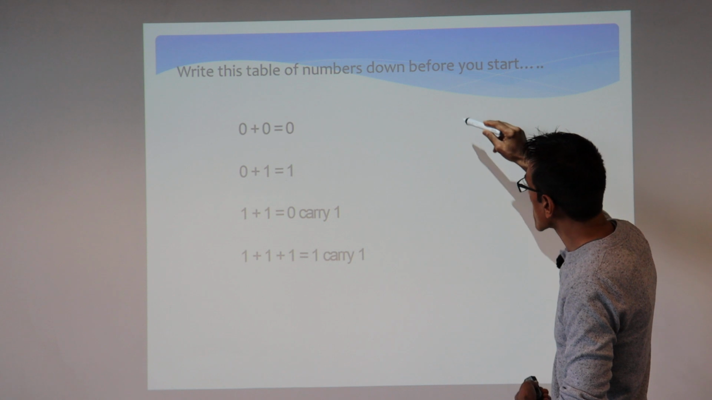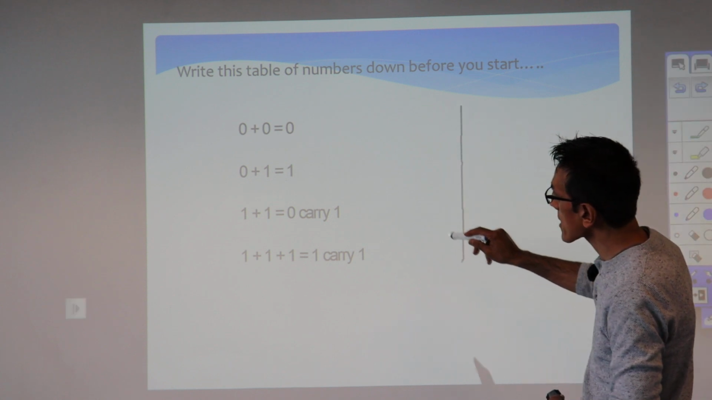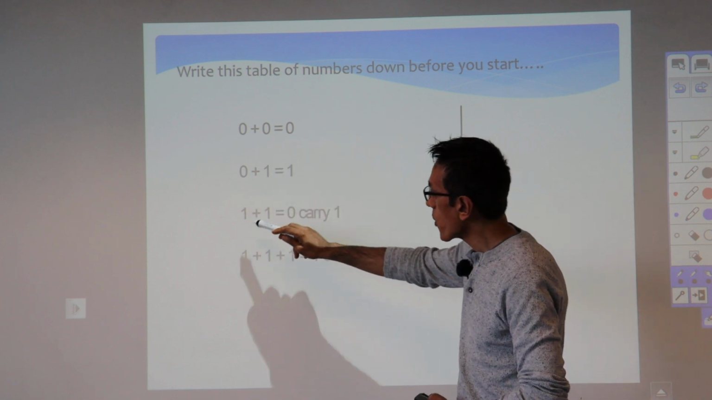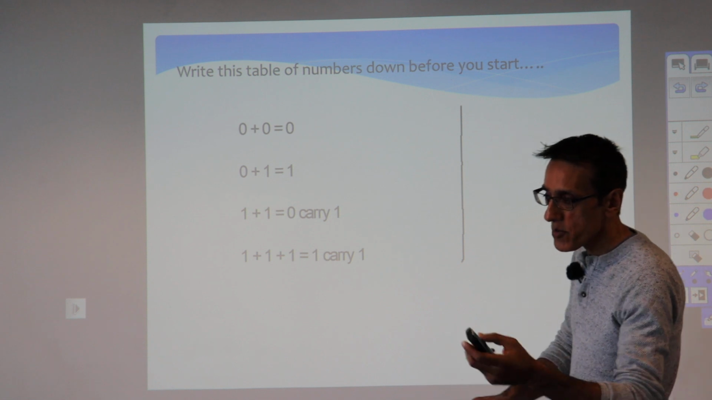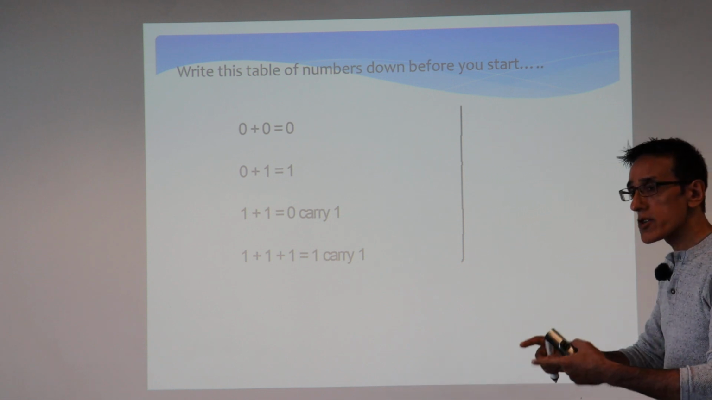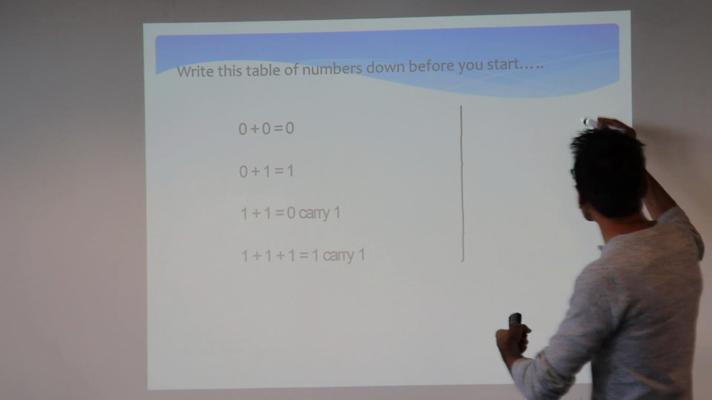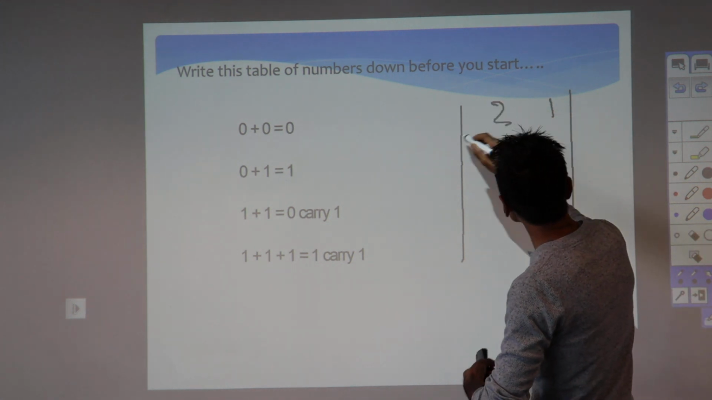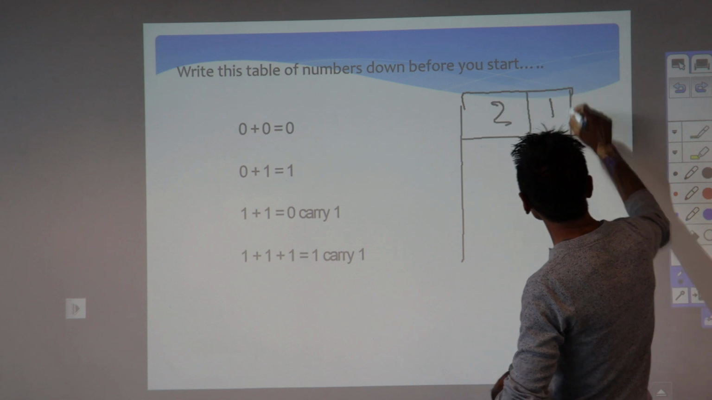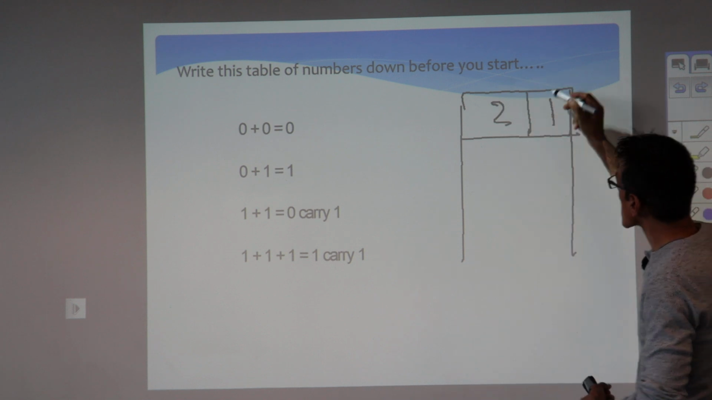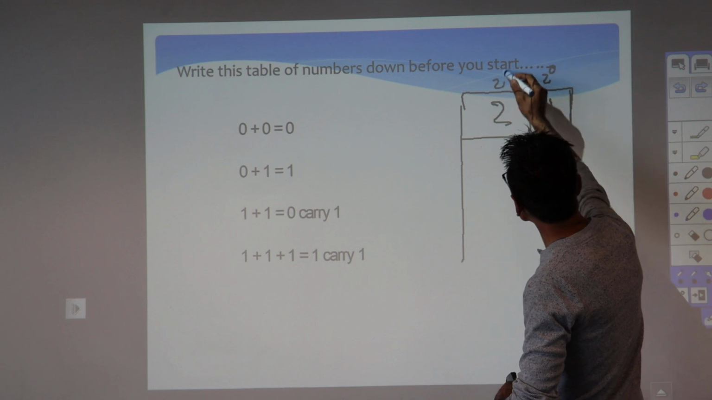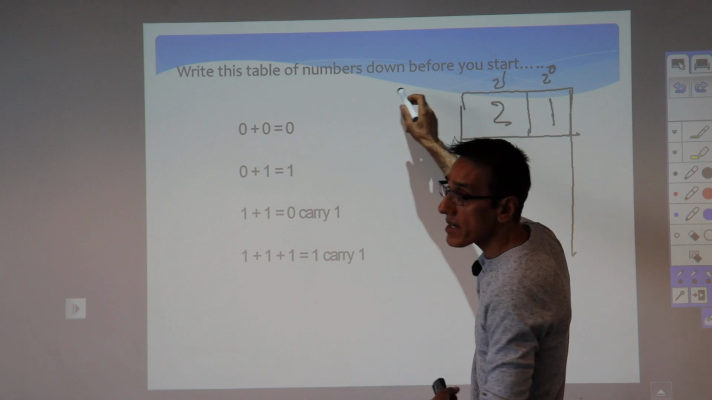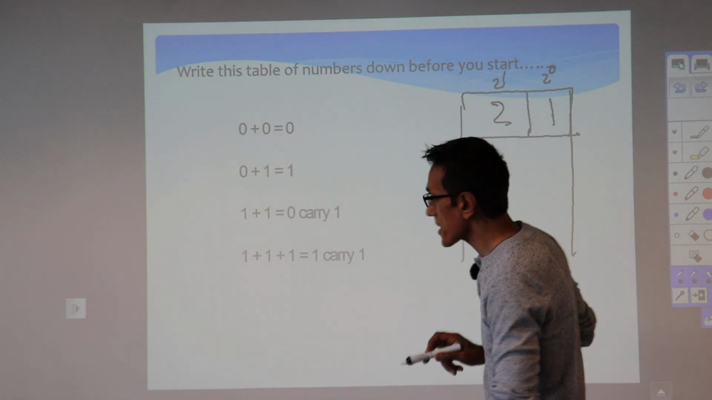I'm also going to draw up a table for you just to show you what these look like. 0 plus 0 is 0, 0 plus 1 is 1, 1 plus 1 is 2. How do you represent 2 in binary? Well, we've got the columns. Let's draw our columns, 1 and 2. These are the first two columns in binary: 2 to the power of 0 and 2 to the power of 1. We don't need the other ones.